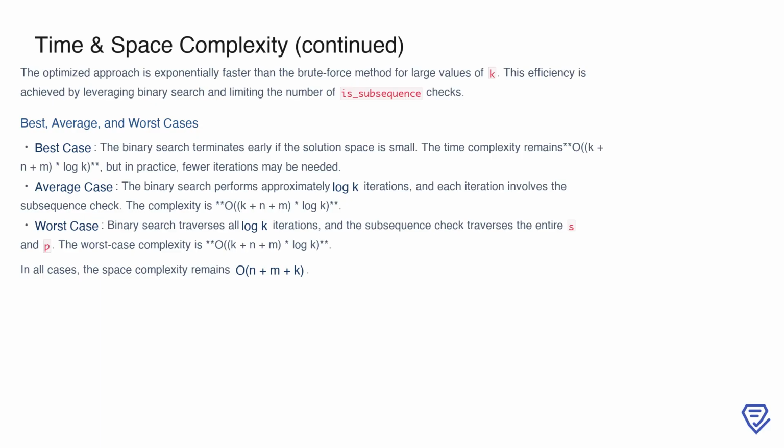Looking at the best, average, and worst cases, the time complexity remains the same at O((k + n + m) * log k), because the binary search always involves at most log k iterations. However, in practice, the best case may involve fewer iterations if the solution space is small. The average case assumes a balanced distribution of iterations, while the worst case involves traversing all log k iterations and fully processing S and P during each subsequence check. Regardless of the scenario, the space complexity remains consistent at O(n + m + k), ensuring that the approach is both time efficient and memory efficient for large inputs.